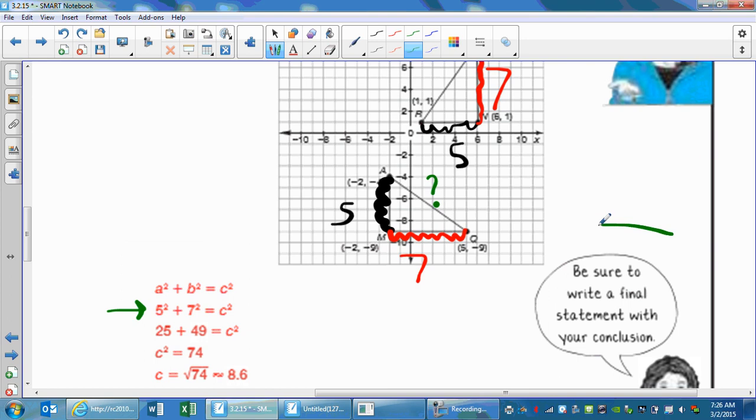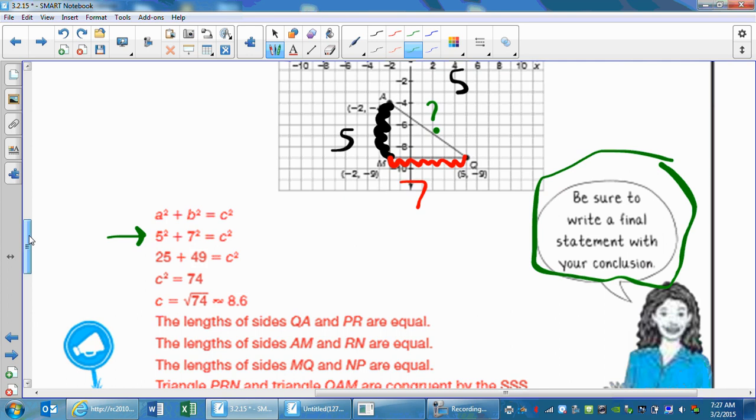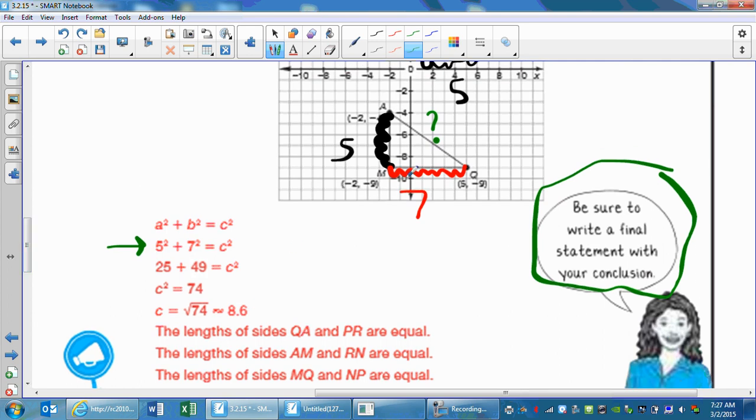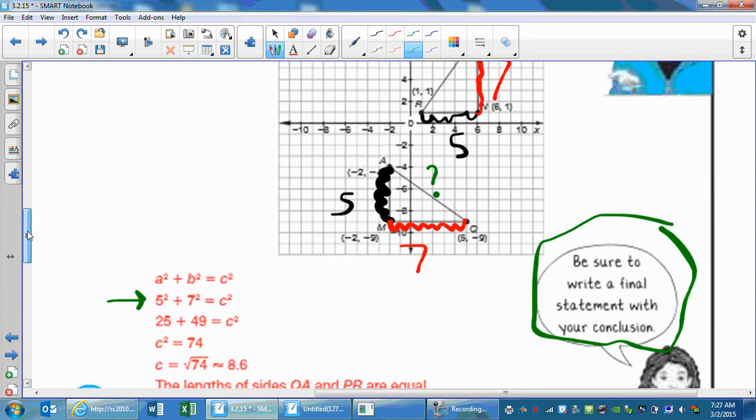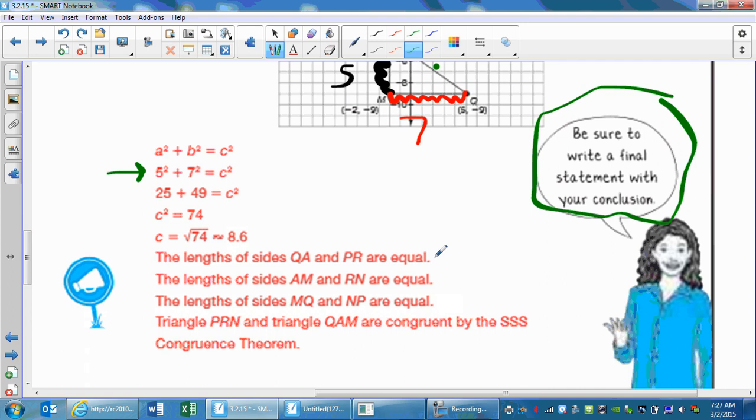So now it says right here, be sure to write a final statement. Okay, so let's do the different steps. The lengths of the different sides are equal. So QA is equal to PR, so the hypotenuse equals hypotenuse. So we need this side equals this side. We need AM equals RN. That was the side that was 5.